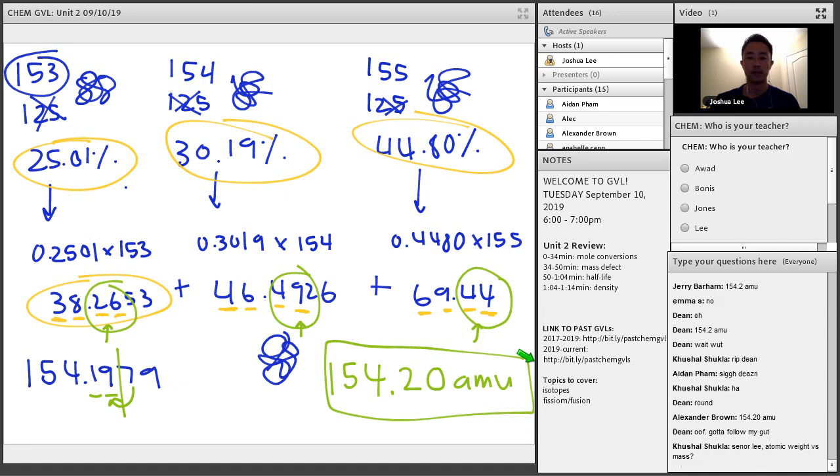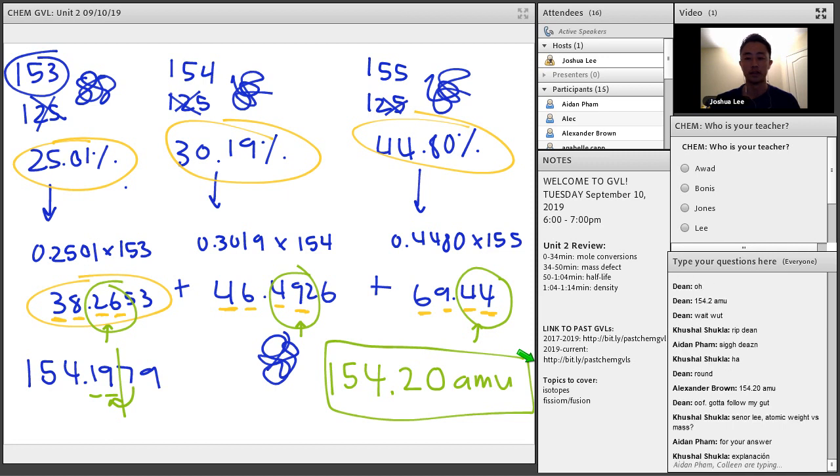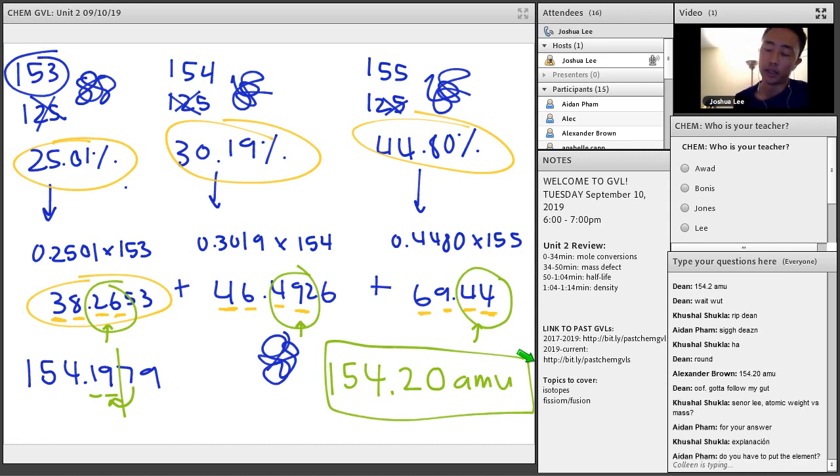Yeah, follow your gut. Senor Lee, atomic weight versus mass. They're used interchangeably. Atomic weight versus atomic mass. I think mass is more accurate, but I actually don't know. Let's ask Google.